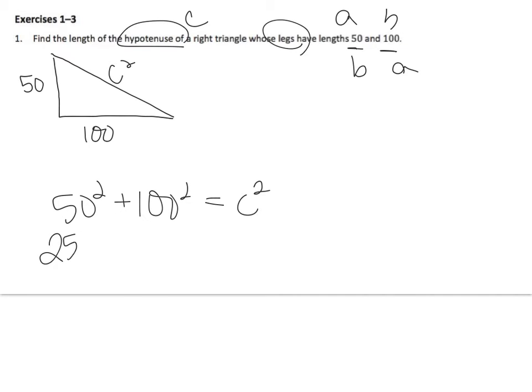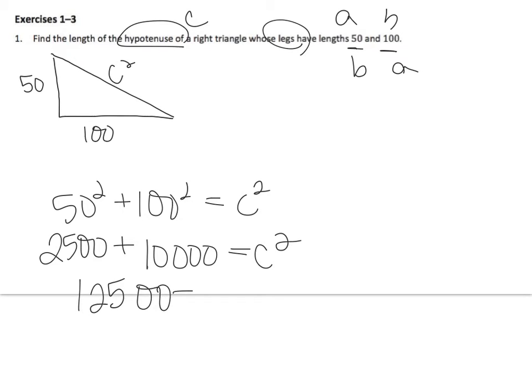That gives us 2,500 plus 10,000. Do some more addition. Here's where we're getting into the skills that we recently learned. Square root of 12,500.